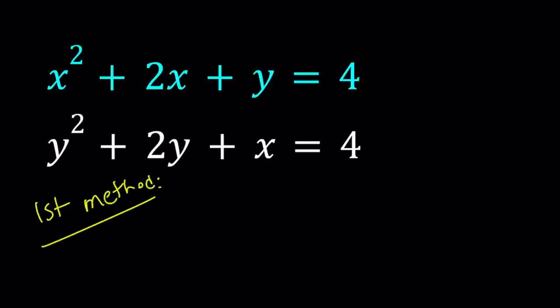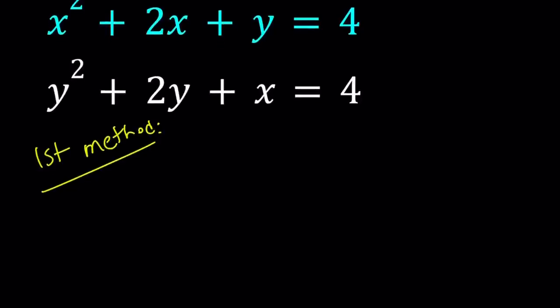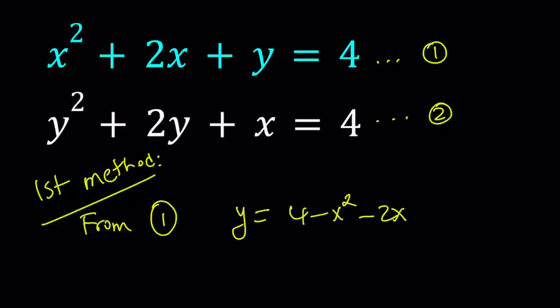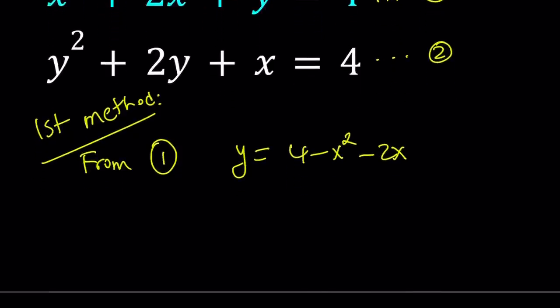So my first method is kind of like how not to solve a problem. Let me go ahead and number these equations, number 1 and number 2. And from number 1, I'm going to isolate y. Y becomes 4 minus x squared minus 2x. And then I'm going to go ahead and substitute that.